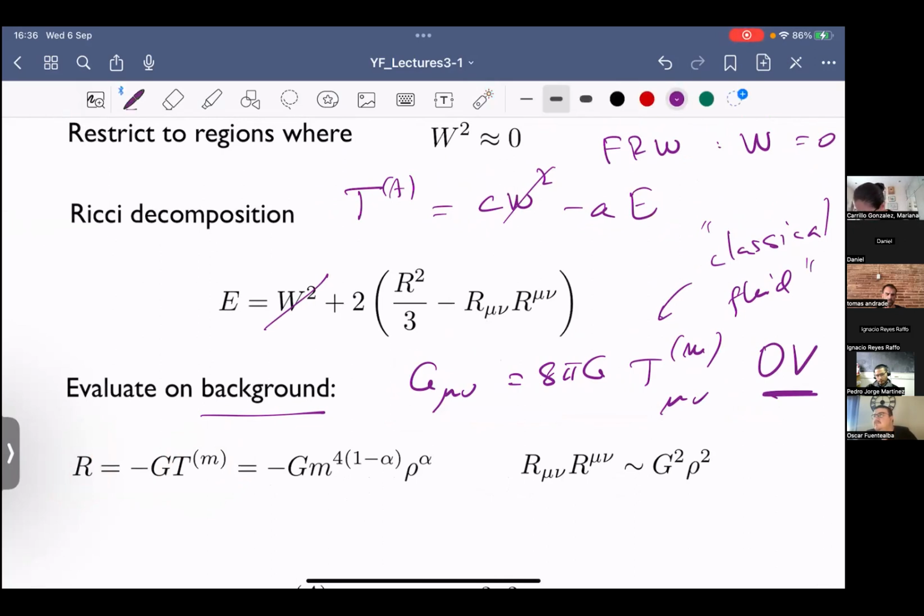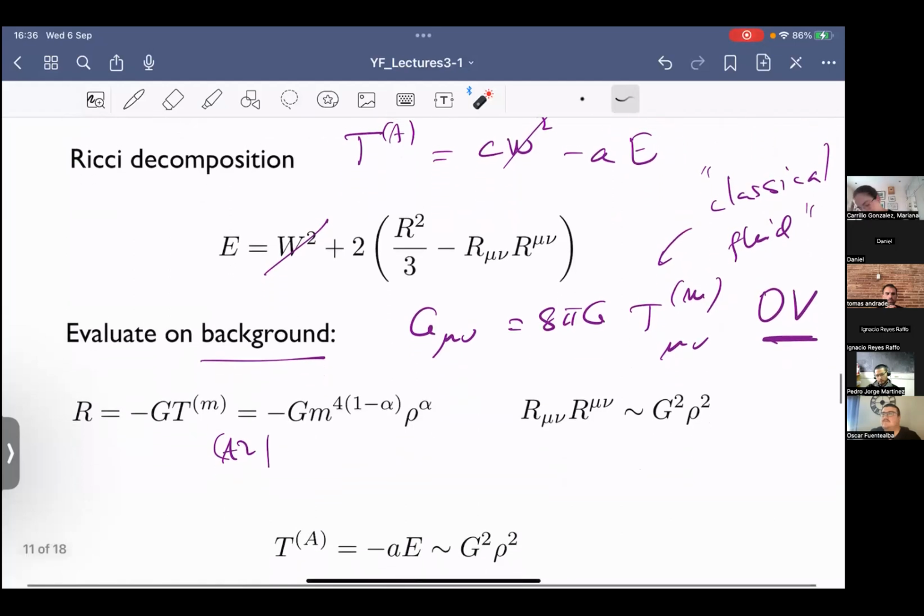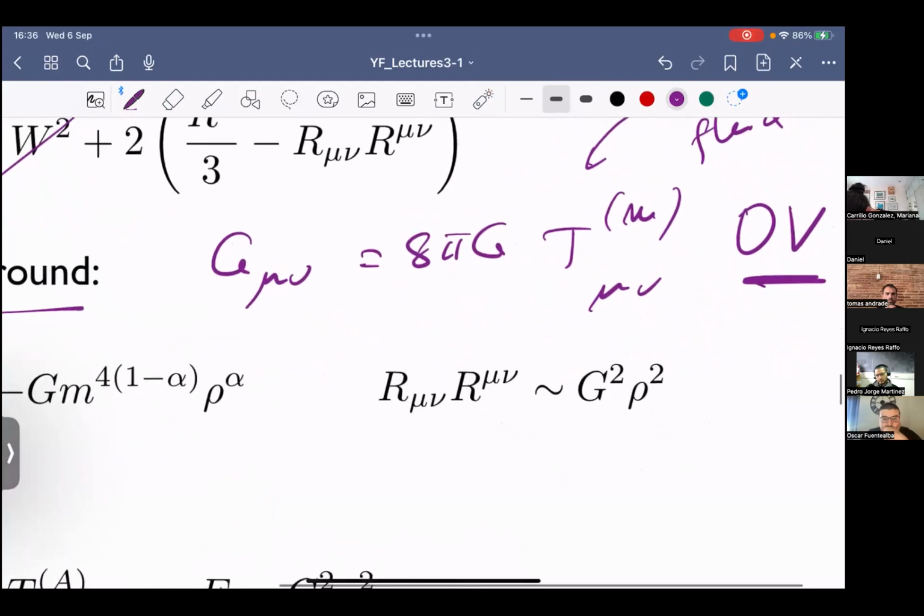This was our assumption 2, that this thing scales as rho to the power alpha. And we know that fermions do this with alpha equals 1/2. On the other hand, we need to evaluate the Ricci tensor squared. That's also very easy, because from the same Einstein equations, right?